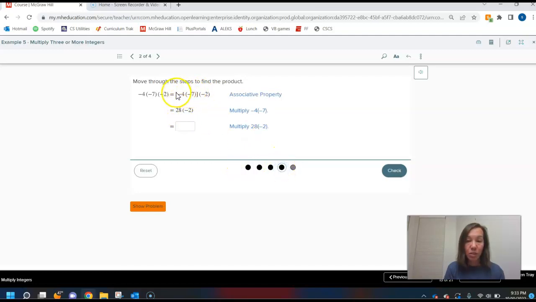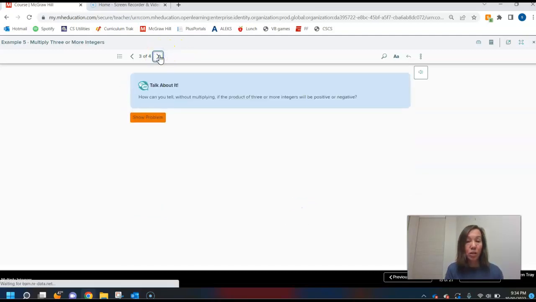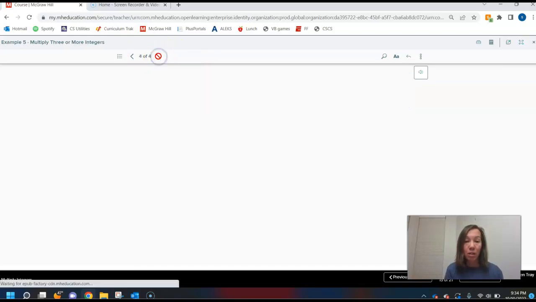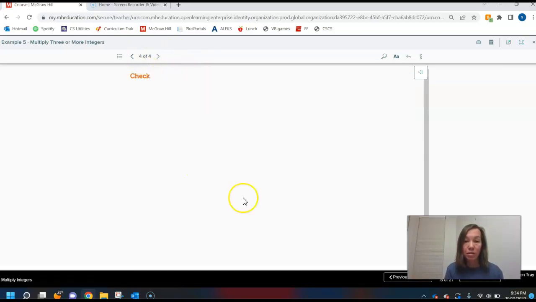And now, these were the same signs, so our answer is positive, but now we have a positive and a negative. So our final answer is going to be negative 56. So you just multiply 2 at a time. So this times this is positive, but then a positive times a negative makes our final answer negative. So when you're multiplying 3 or more, you're just going to multiply all of them together.